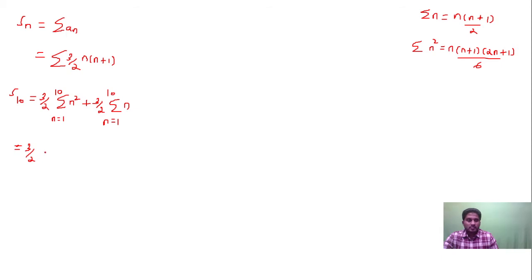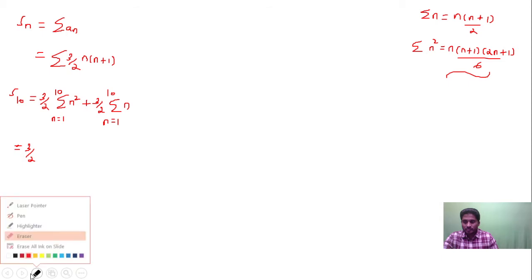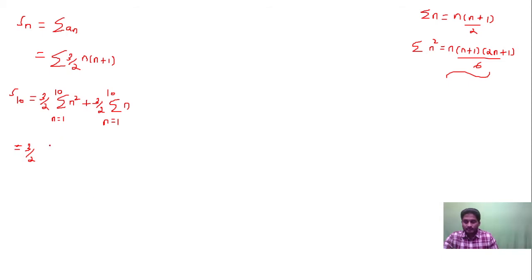Summation n equal to 1 to 10, and n square will be equal to 10 into 10 plus 1. Substitute here: in place of n, you put 10. I'll do it directly. In place of n, if I put 10, you get 10 into 10 plus 1 is 11, 2 into 10 plus 1, that is 21 upon 6. This is 3 upon 2. Here if I put n equal to 10, 10 into 10 plus 1 is 11 upon 2.